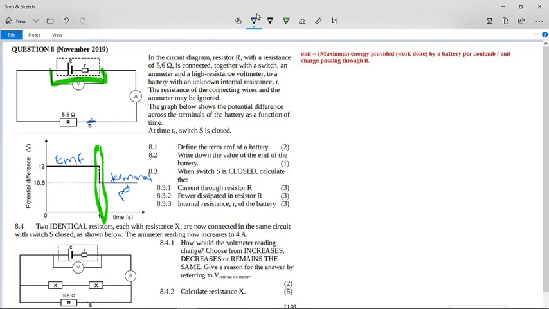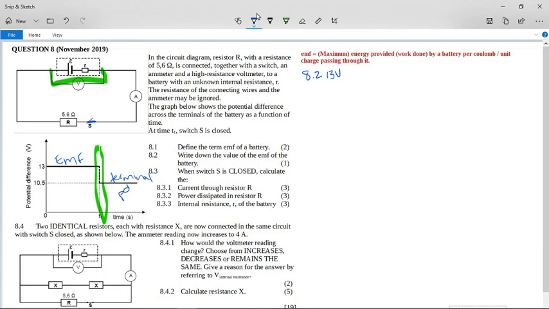So it says to you, define the term EMF of a battery. Remember, this EMF definition is not necessarily in the grade 12 guidelines. So the definition is here: the maximum energy provided by a battery per coulomb charge passing through it. So if we wanted to make it specific to this question, this battery provides 13 joules of energy per coulomb of charge passing through it, because this battery has an EMF of 13. Then it says 8.2, write down the value of the EMF of the battery. EMF is when no current is flowing, so the EMF is 13 volts.